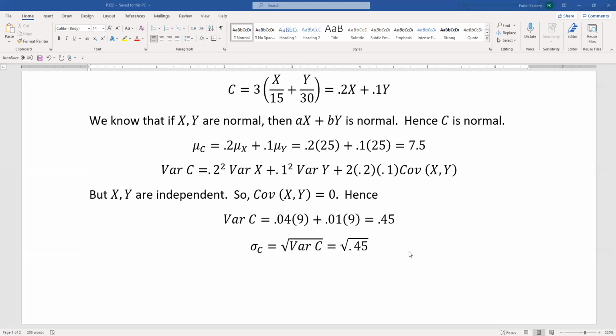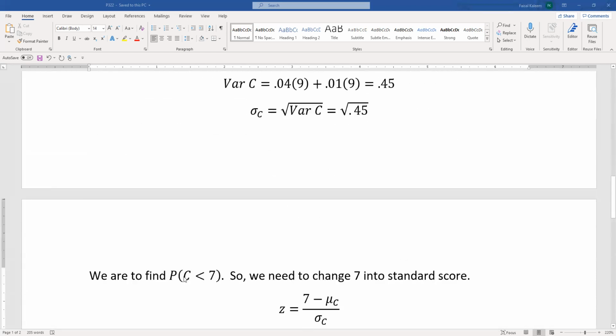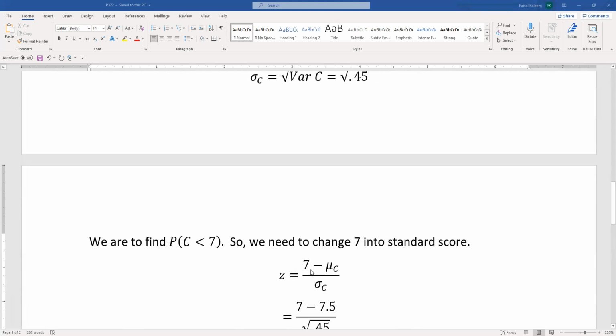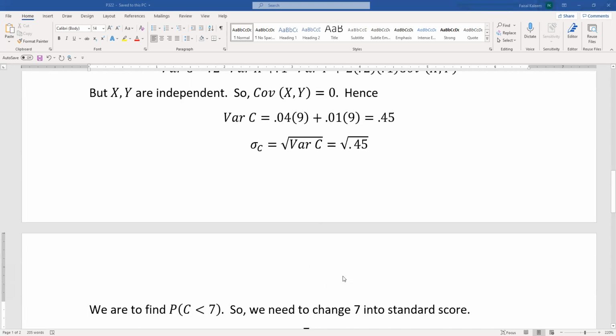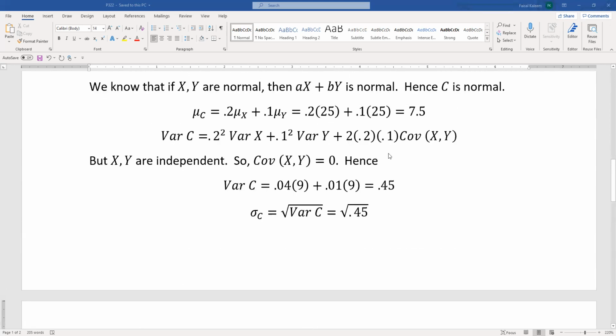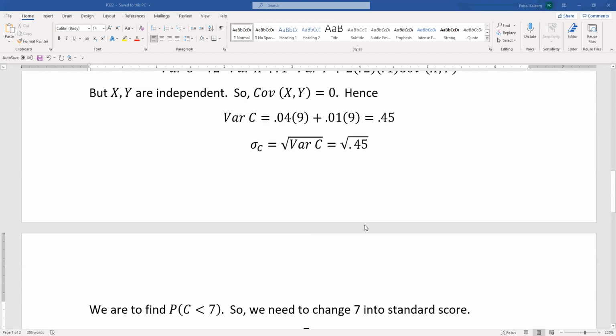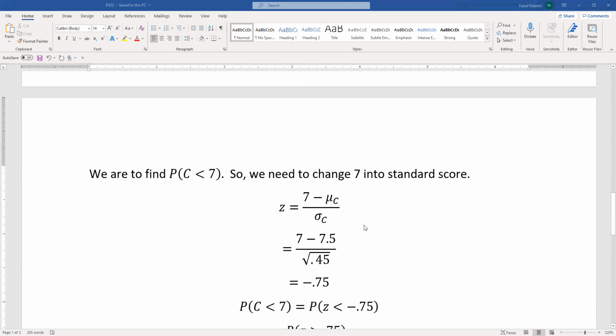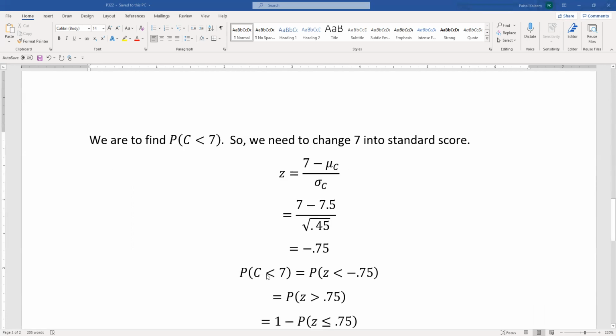So now we have all the information. We want the probability that the total cost is less than 7, so the probability C is less than 7. Therefore, we need to change 7 into a Z-score. Z is equal to 7 minus the mean of C, divided by the standard deviation of C. The mean of C we calculated to be 7.5, and the standard deviation is the square root of 0.45. So this ends up being negative 0.75. The probability C is less than 7 is the same as the probability Z is less than negative 0.75.